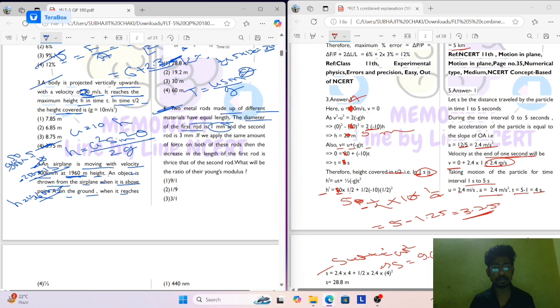Young's modulus formula is what? F into L divided by A into del L, right? If we apply the same amount of force on these rods, and the materials have equal length, that means you don't have to consider these. Y depends on only what? 1 by A del L, because the force is equal and length is also equal. So if we calculate this, what we will get?